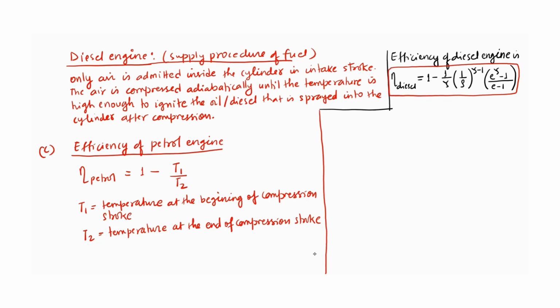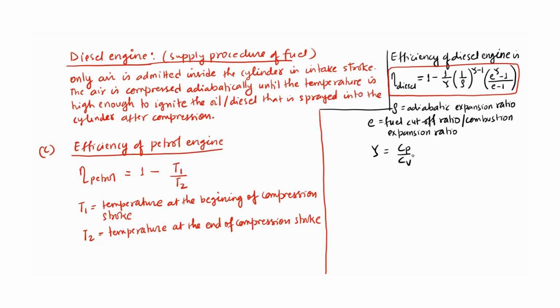So we have this, and rho is the adiabatic expansion ratio, and e is called the fuel cut-off ratio, or it is also called the combustion expansion ratio, and gamma is the ratio of Cp to Cv. So we have this for the diesel engine.